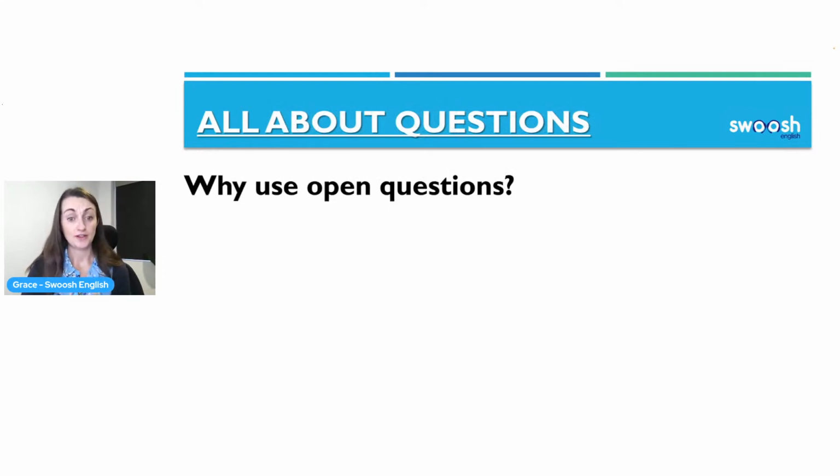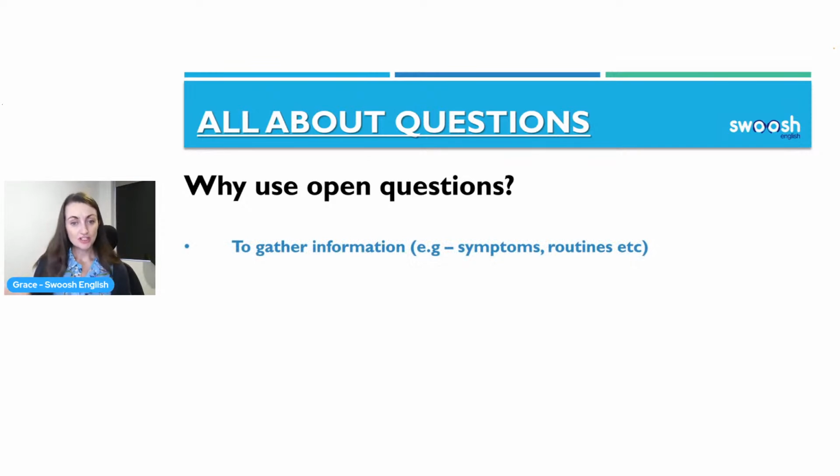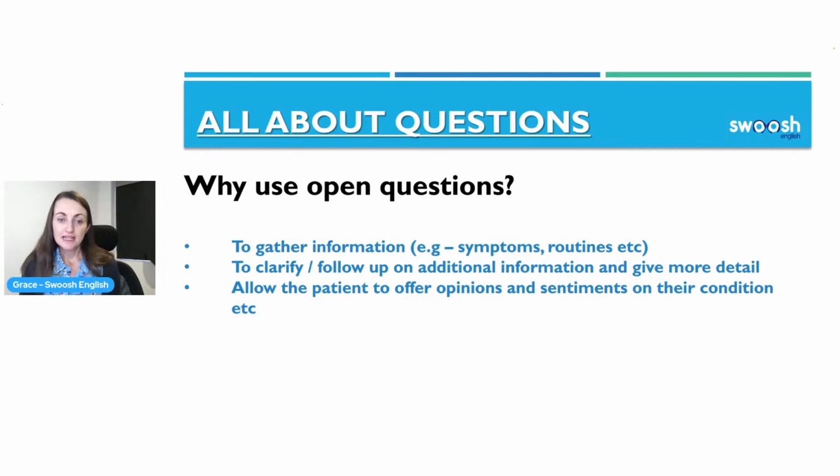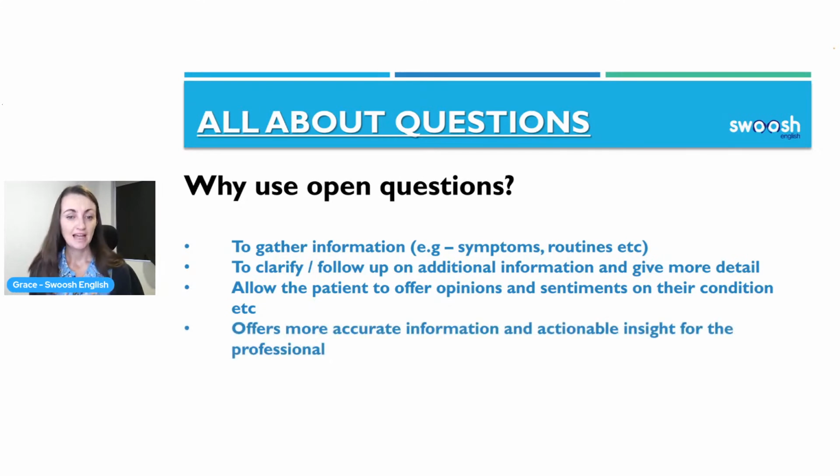Why should we use open questions? To gather information, so just like Joy said, to ask about symptoms or routines, we need to get this information using open questions. To clarify or follow up on additional information and give more detail. So if we want to check something that we've asked a patient and get more detailed information, we'll ask an open question. We can allow the patient to offer their opinions and sentiments on their condition as well. So it involves the patient in the conversation and allows them to tell you how they feel about the information you're giving them. And it offers more accurate information and actionable insight for the professional. So when you need more details in order to action something, this is when you will ask open questions.